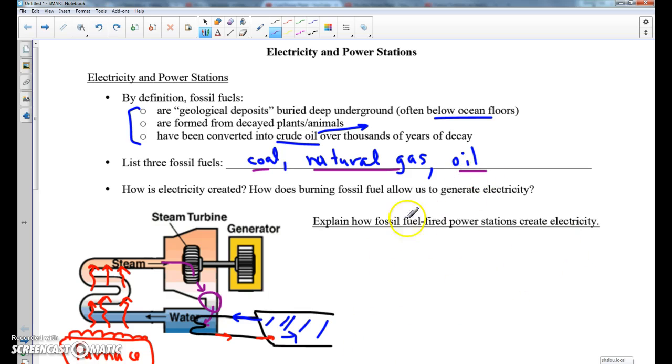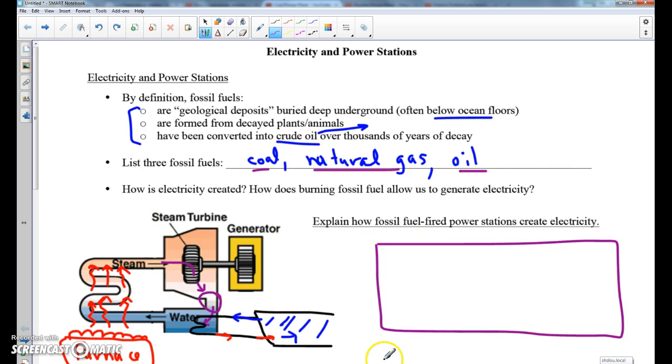Write those down and then take a moment to do this. Explain the process. I'm not going to give you an answer. Do it in your own words.